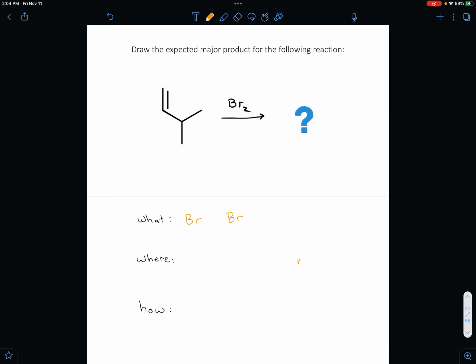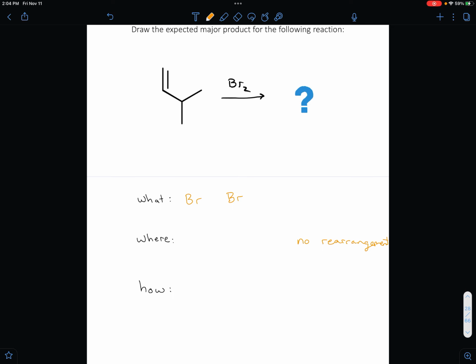Where are you adding them? There's no rearrangement here, and so you're going to be adding them both onto the atoms in the double bond. Wherever the double bond is, those 2 carbons are where you're going to be adding the bromine. And because they're both the same atom, it doesn't matter where one goes or the other goes.